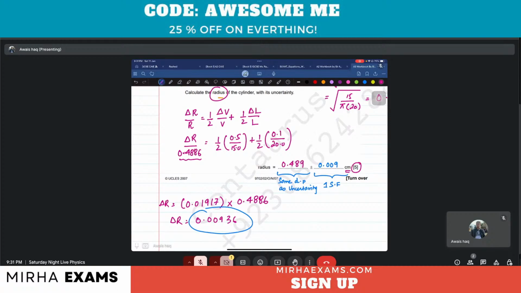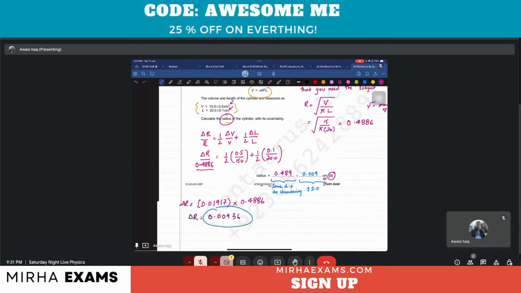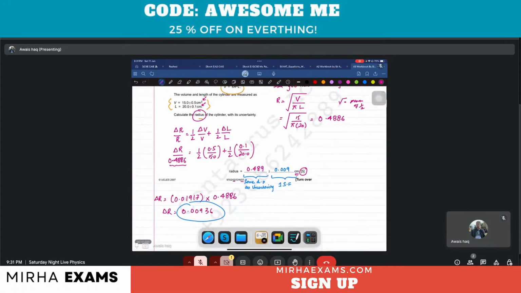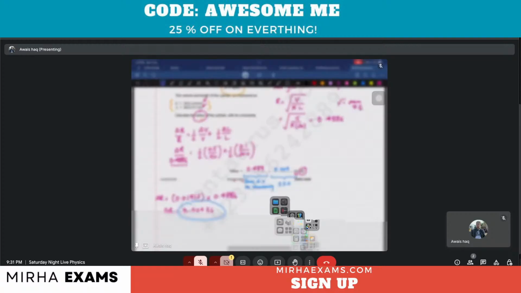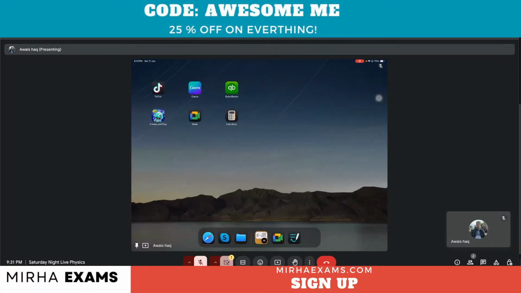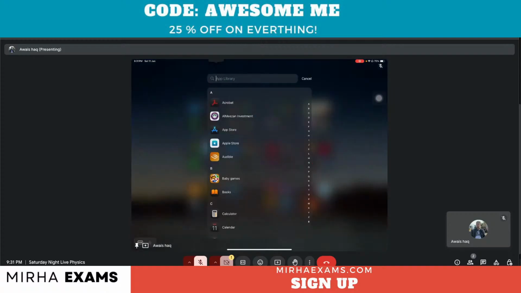Now, if you check the mark scheme for this, so this is basically paper 2 of '07. So let's open it up on probably row of papers. I don't know where that is. Let me find it out. So row of papers, where are you? Interesting. Let's find it here.